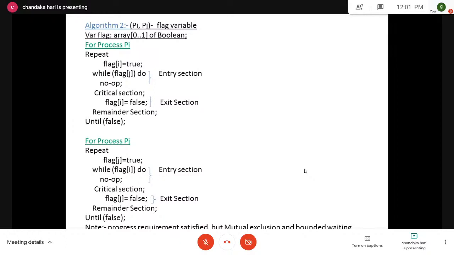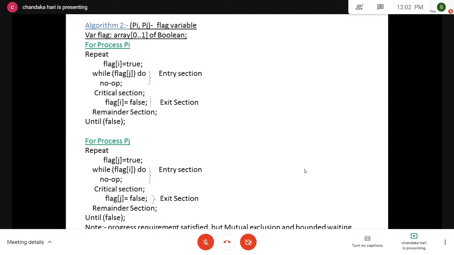So before a process Pi enters into the critical section, first of all, it has to make its flag true. And after that, immediately you need to check whether process Pj is already in its critical section. And in case it is, you need to wait until flag j becomes false.